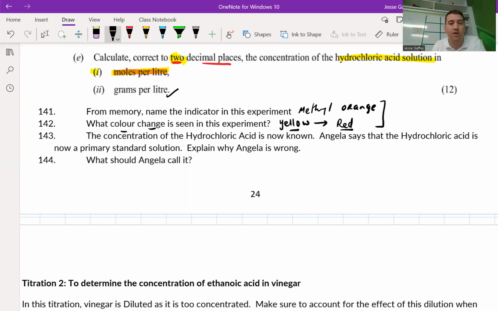All right, next one. The concentration of hydrochloric acid solution is now known. So we've just worked it out. Angela then says that hydrochloric acid is now a primary standard solution. Explain why Angela is wrong. Okay, this may be a tricky one.